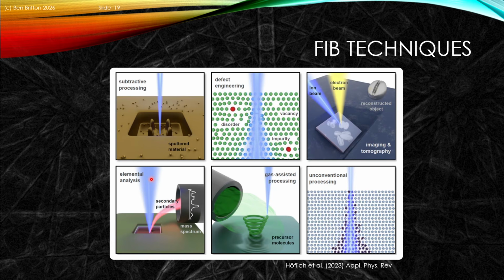We can also do elemental analysis, where we've got the primary ions hitting the sample, and then we can have the secondary particles that then go through a mass spectrometer to work out what was being sputtered. We can also do the manufacturing of objects through gas injection systems. So we have a precursor gas that we break down under the FIB, and then that enables us to do almost, well, nano 3D printing in this case. And there's also a range of other processing modes that we can use the technique for.